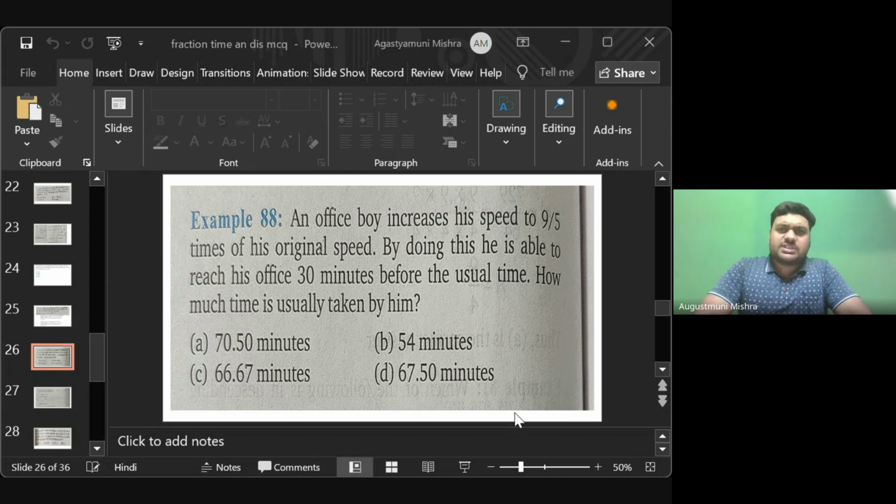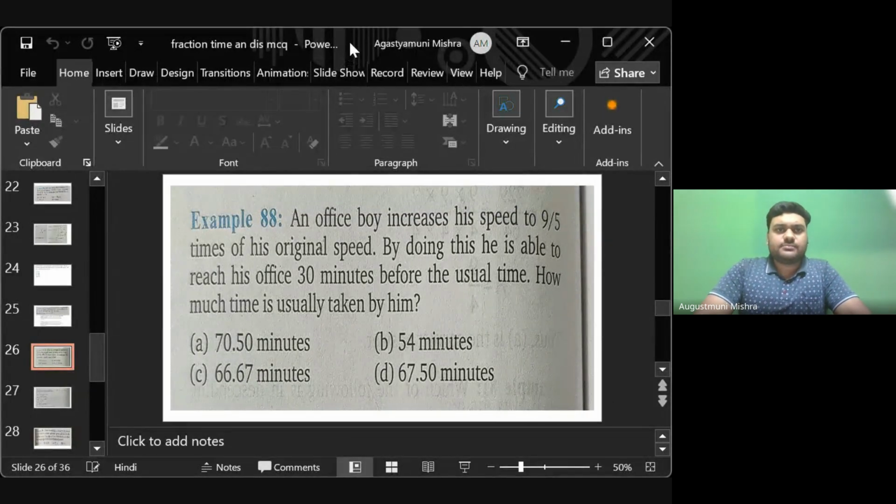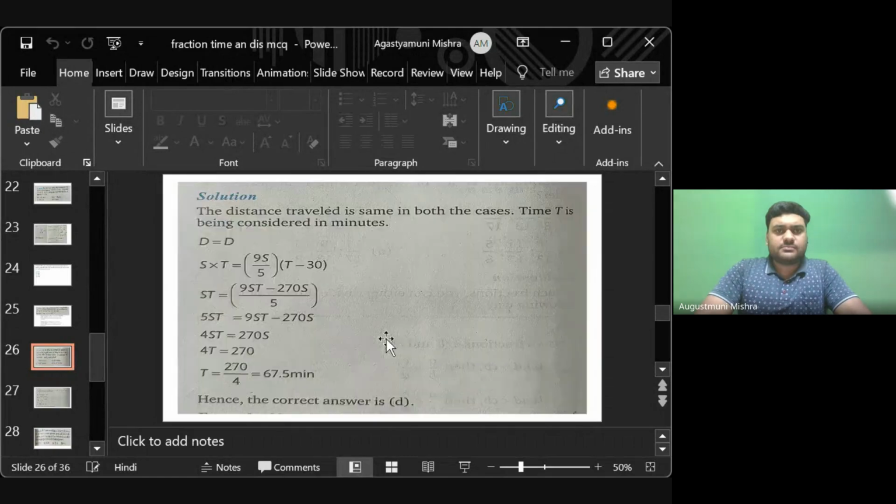Okay, 4 responses we have. I am going to change this slide. So the correct answer is D. The correct answer is D. Now, if anyone needs an explanation, then I will also give it. Okay, the correct answer is D.